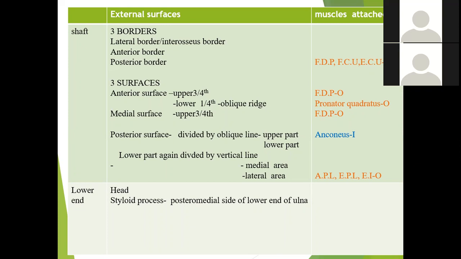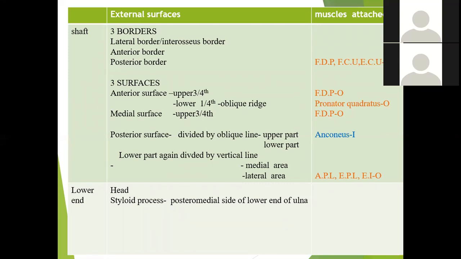Okay, so now we are coming to the muscles attached to these features. First we are coming to the borders. So what are the muscles attached to the border? We are coming to the posterior border. Okay, so the posterior border gives attachment for three muscles. Very, very important. What are the three muscles?